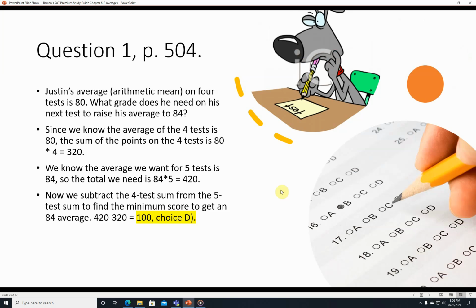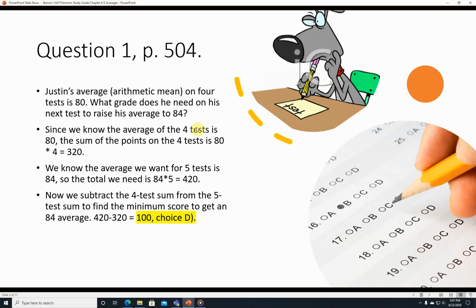All right, question 1, page 504. Justin's average or arithmetic mean. They will always give you both in average problems because they don't want anyone saying, oh, my math teacher only ever taught these using the phrase arithmetic mean and not average, or vice versa. So everybody knows what that is. On 4 tests is 80. So his average on 4 tests is 80. What does he need on his next test to raise his average to an 84?